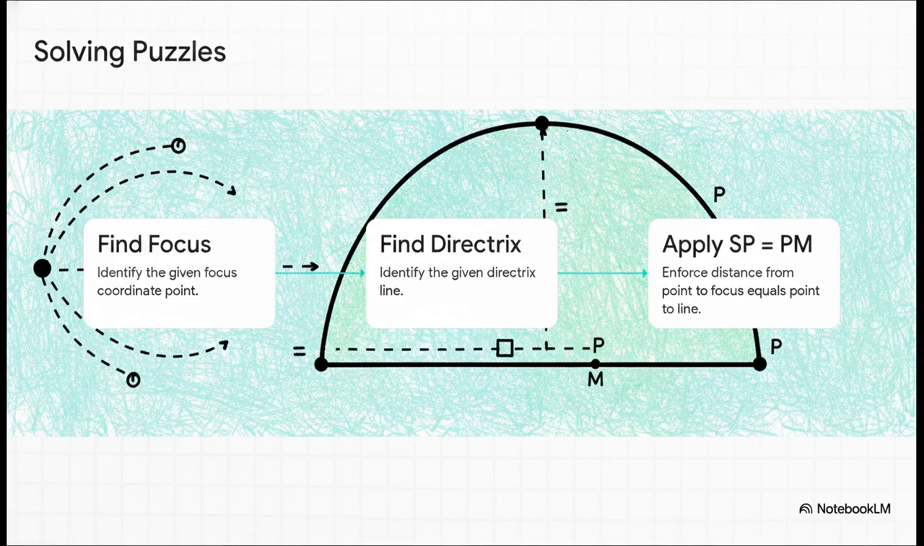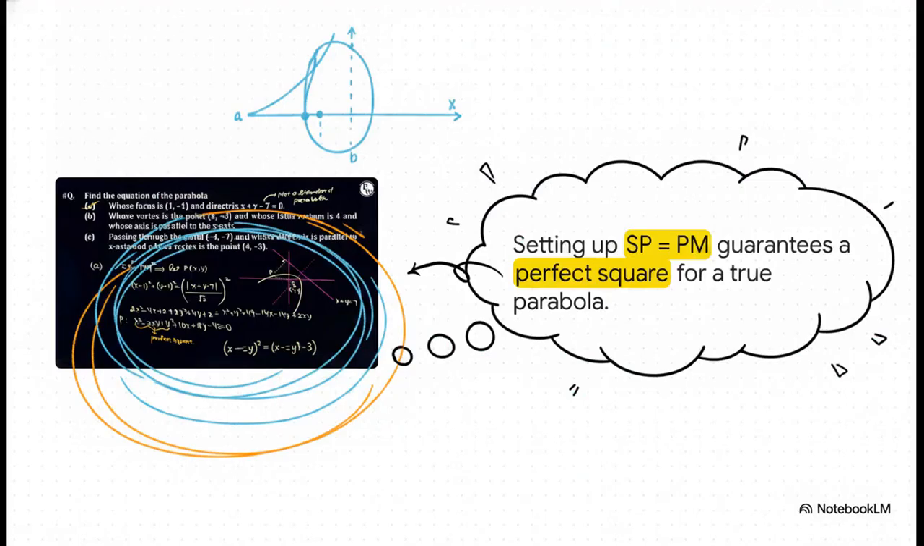So the steps to solve any puzzle are straightforward. Identify your focus, identify your directrix line, and then strictly mathematically enforce that the distance from the point to the focus, SP, perfectly equals the distance from the point to the line, PM. Let's walk through an authentic, step-by-step solution from our source material.